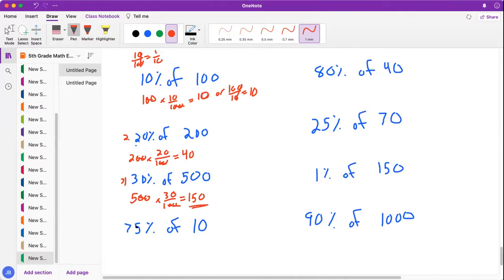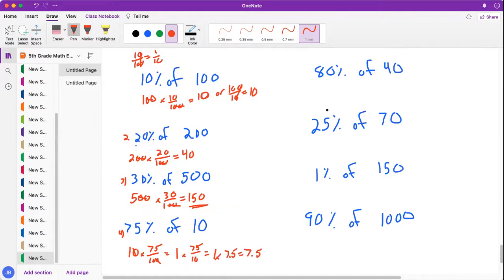All right, let's see. Kong, do you want to try this next one? 75% of 10. So it's just 10 times 75 over 100. Those zeros cancel. 1 0. And then 75 over 10. And then it becomes a decimal, which is 7.5. Perfect. So that's what we should get left with, 7.5.